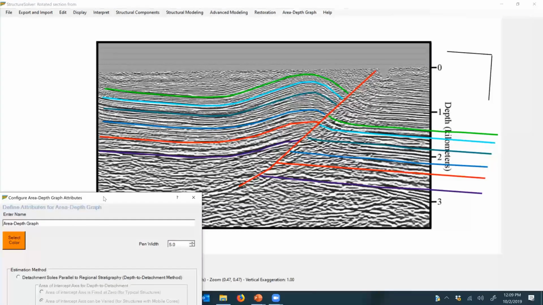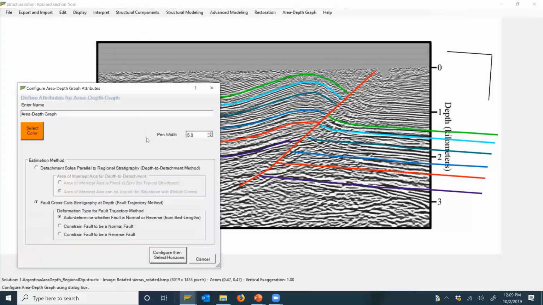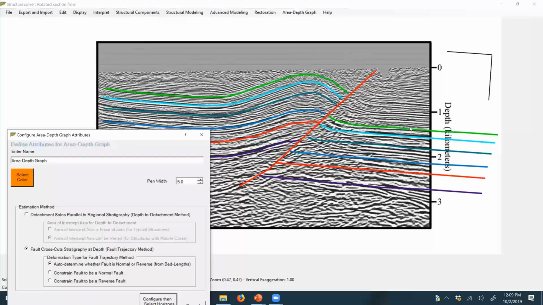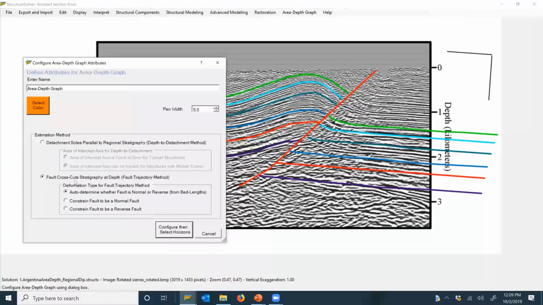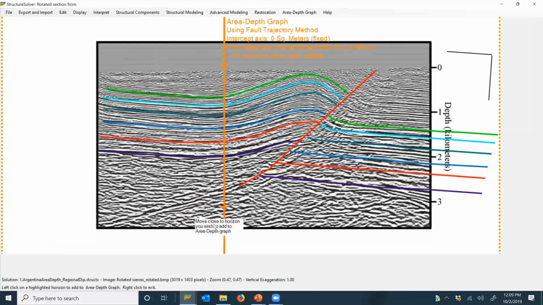And so by generalizing the equations behind the area depth method, we're able to maintain that same constant area assumption, but it allows us to deal with structures where the depth in the footwall is greater than the depth in the hanging wall. And so we can actually compute fault dip now. That's why we're assuming that the fault crosscuts the stratigraphy at depth. So this ends up being a much more flexible approach than the standard flat detachment method.